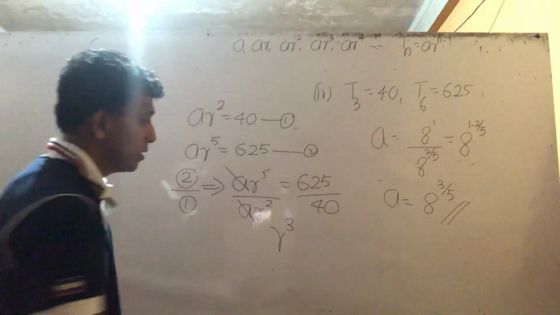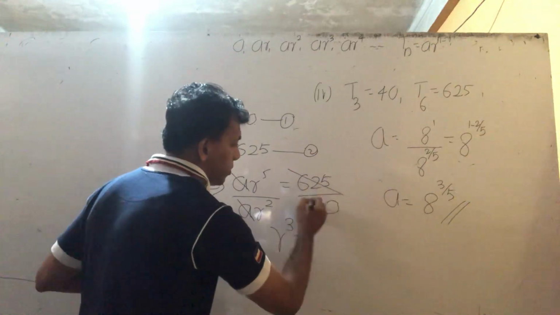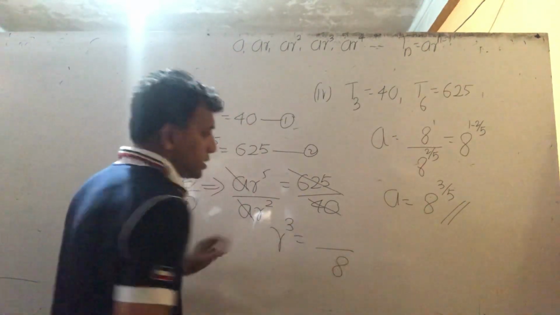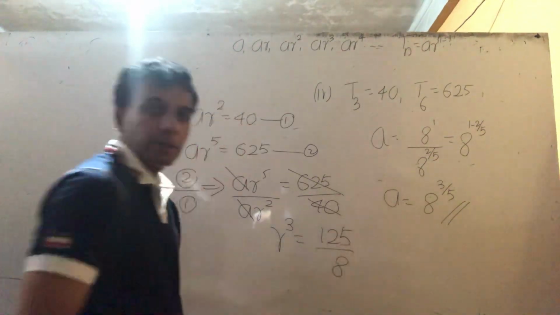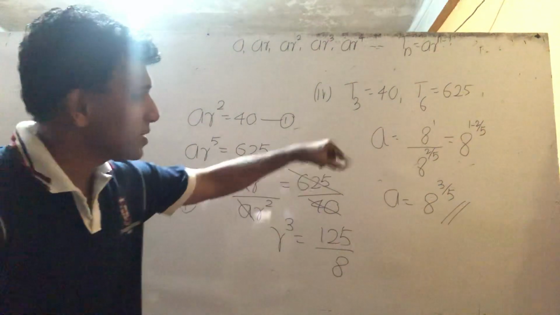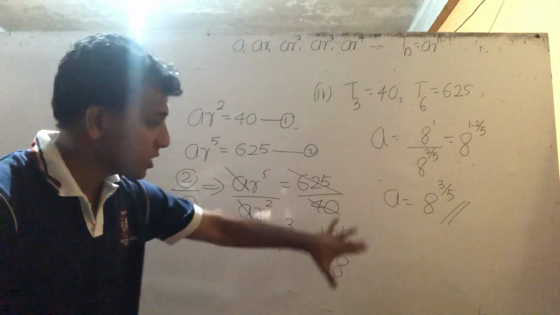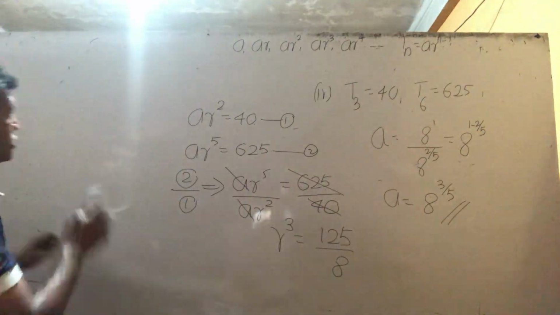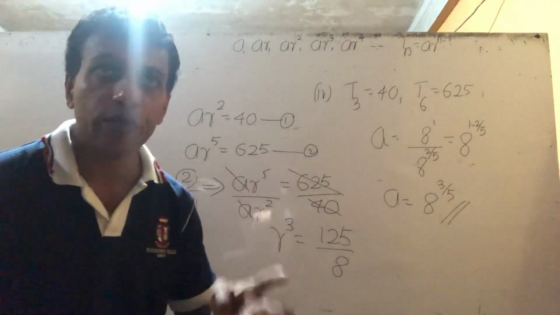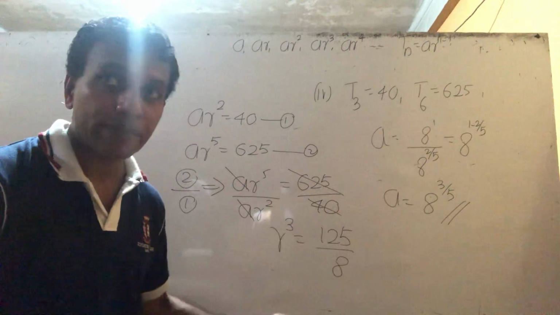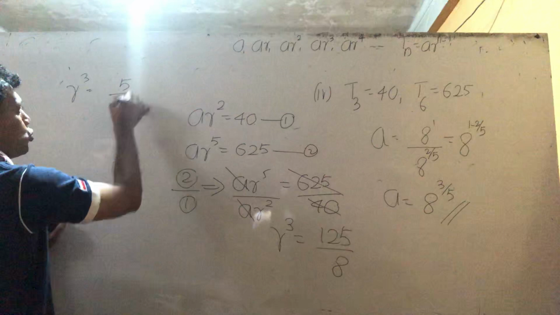R cubed equals, here what? We cut by 5, cut by 5, cut by 5: 625 cut by 125 is 5, and 40 cut by 5 is 8. This is very good knowledge. If the values are confused, no matter. See here, the power is 3, so write this completely as a power of 3. R cubed equals how 125? 5 into 5 into 5. How 8? 2 into 2 into 2. So that is 5 over 2, power 3.